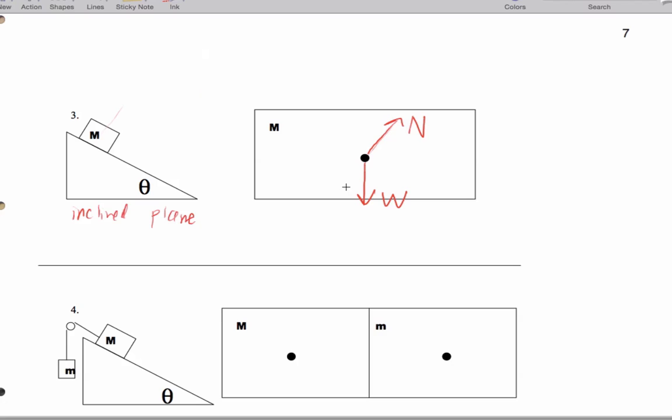No. The weight force is the force of Earth pulling on it. Earth doesn't care that there's a plane here, so it's just going to pull that object straight down. And the normal force points perpendicular to this plane. We have no guarantee that W and N are equal, so don't assume that W is actually equal to N. Now this leaves us with a problem.